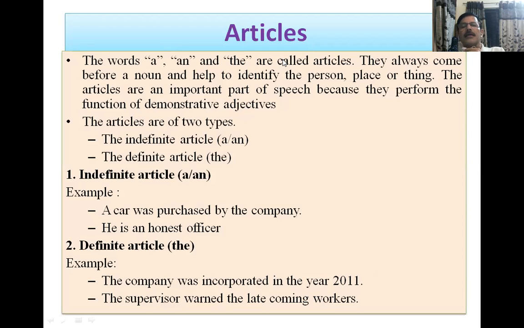Then articles, again, very important parts of speech. The words a and the are called articles. They always come before the noun and help to identify the person, place, or thing. The articles are an important part of speech because they perform the function of demonstrative adjectives.